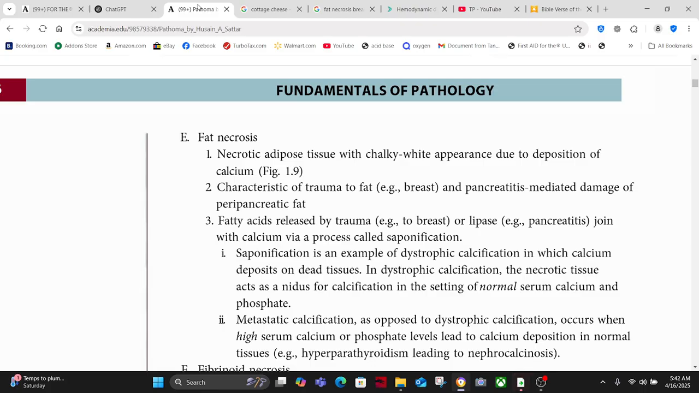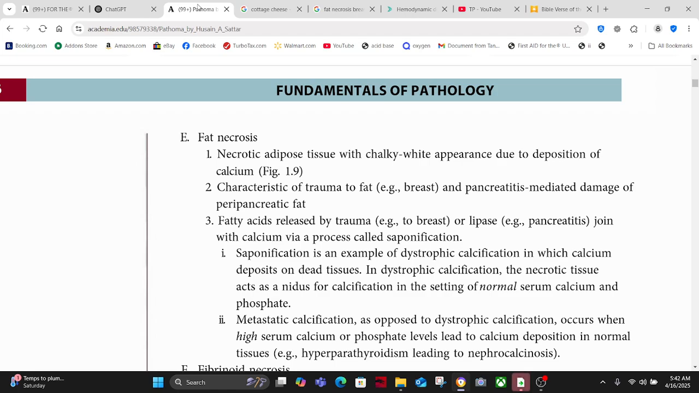And there's two types: dystrophic calcification and metastatic calcification. This has nothing to do with cancer, okay? It's just the name of it. Calcification is when calcium deposits in dead tissues. So the necrotic tissue acts as a nidus for calcification in the setting of normal calcium and phosphate.